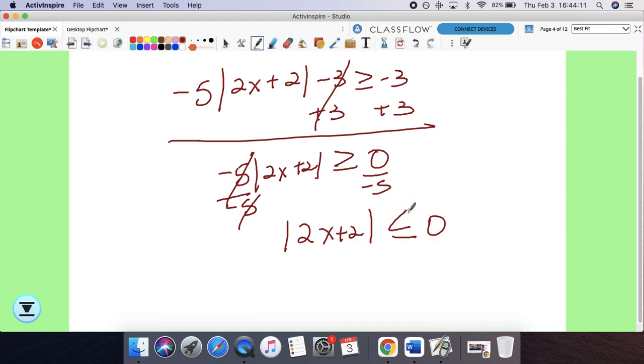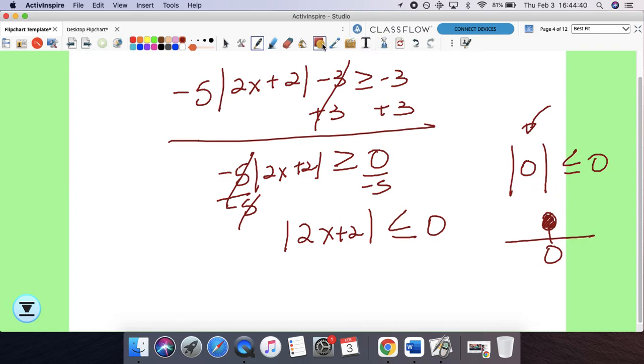So when is the absolute, again, think about this, let's forget the 2x plus 2. When is this ever true? When is the absolute value of anything ever going to be less than or equal to 0? Well, the only number that works here is 0. So if I put 0 in there, does it work? Yes, because it's not less than 0, but it's definitely equal to it. So 0 works. I'm going to shade it.